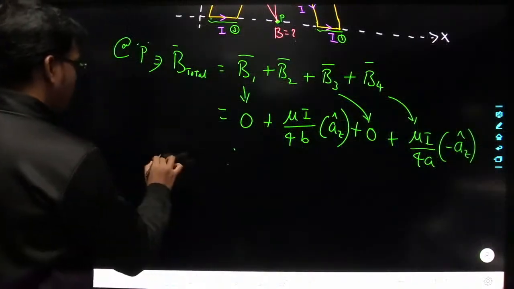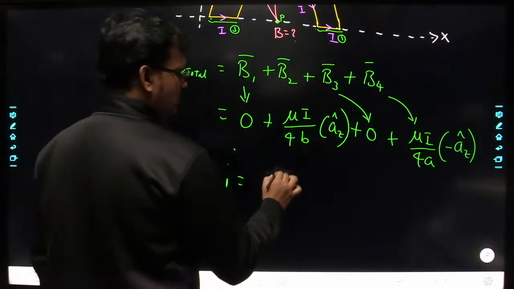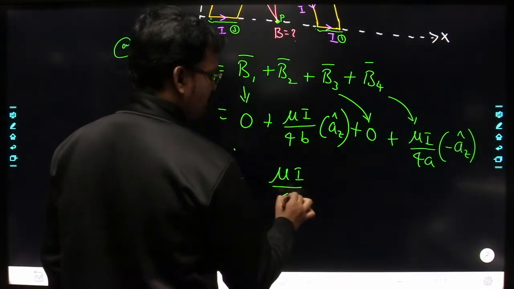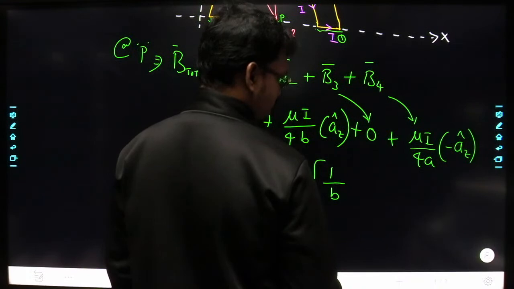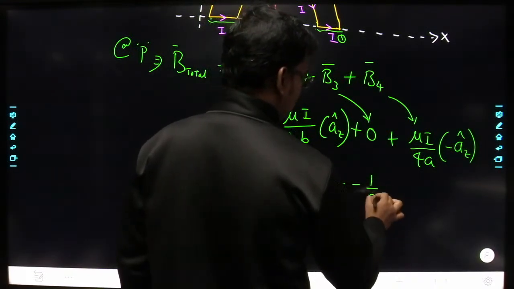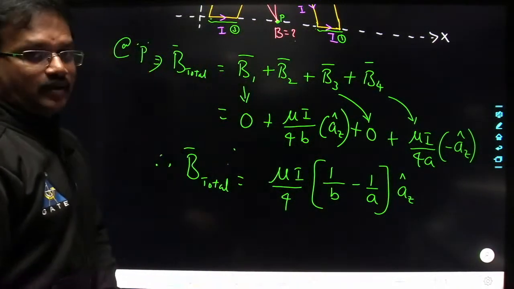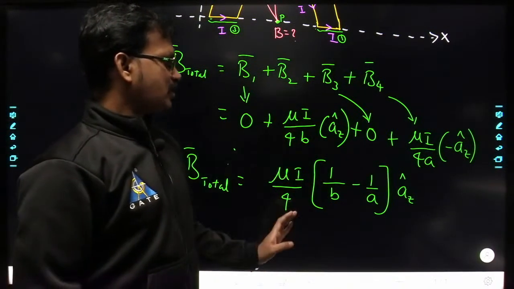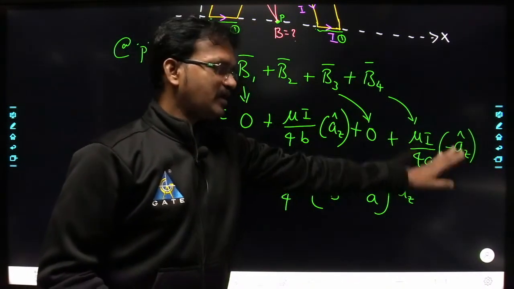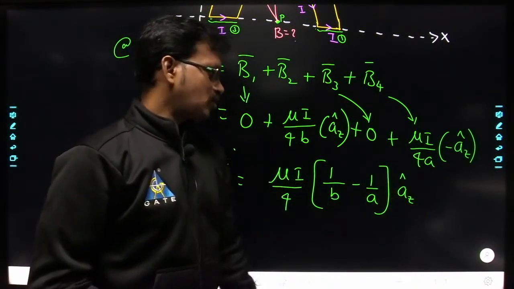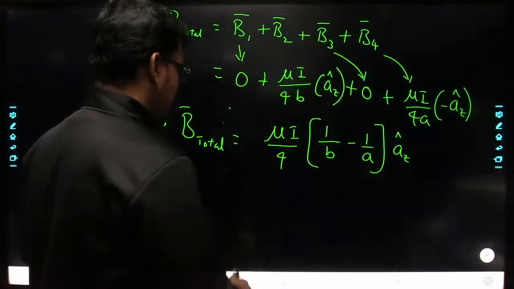Now therefore the total B field here is equal to what? You take mu I by 4 common, into 1 by B minus 1 by A into AZ cap. Yes or no? So mu I by 4 I have taken common, so 1 by B AZ cap minus 1 by A AZ cap. I have taken AZ cap outside, then I can write it as 1 by B minus 1 by A.